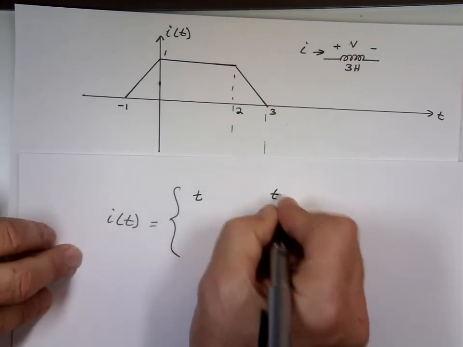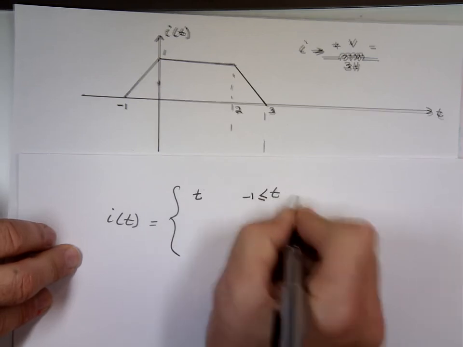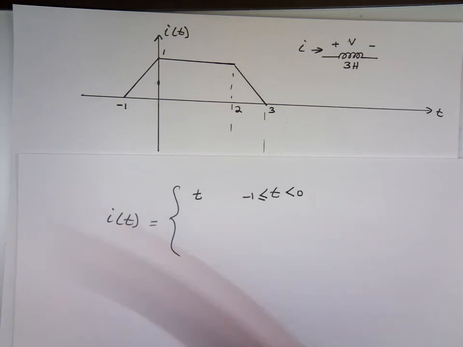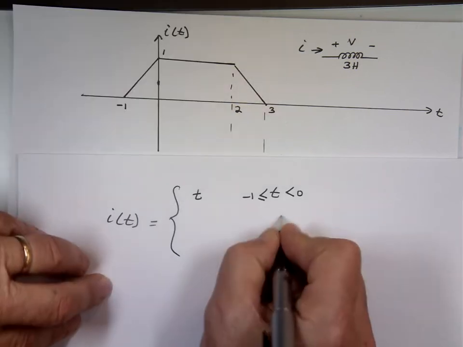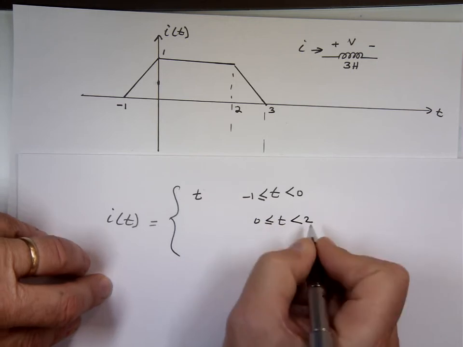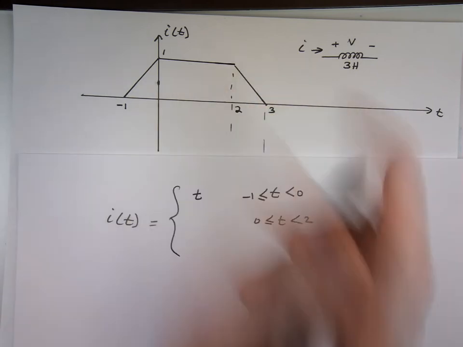For t greater than or equal to what? -1 and less than 0. Before that is 0. You can see there's nothing before that. Between the 0 and 2 seconds, this is a straight value. That's just constant, 1.